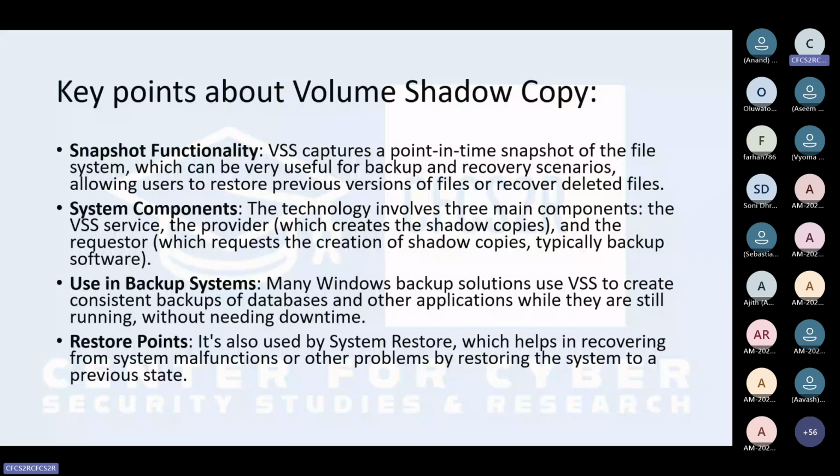So what are the key points for volume shadow copy? Snapshot functionality, system components, use of systems, restore points. These are the major system functionalities that can be studied in the volume shadow copy. This is a very important part, and you should always take care of it. If you have knowledge of this, you can find out how many times your drive has been copied and what different types of snapshots are available in the system. Okay, volume support management, these are the types.